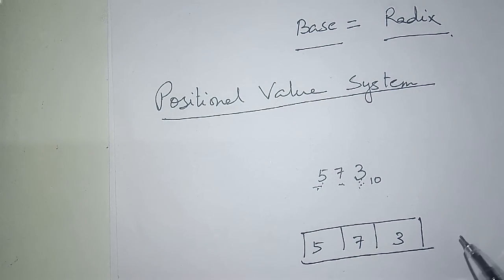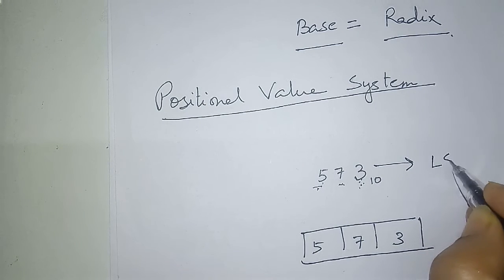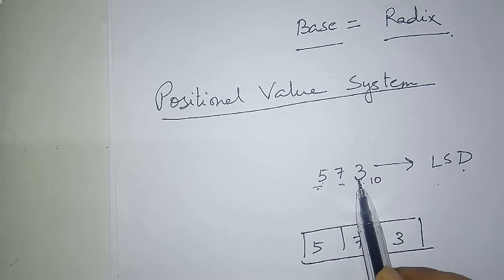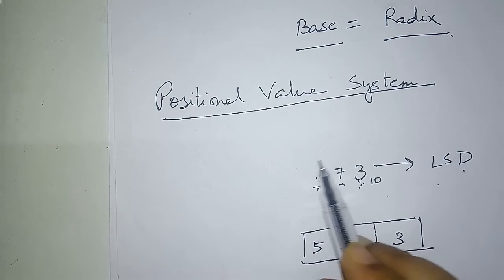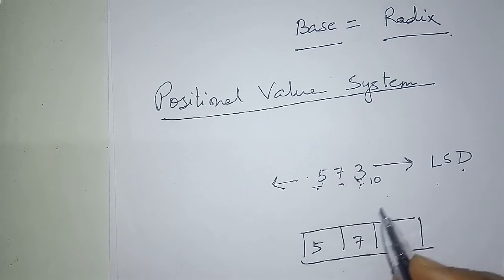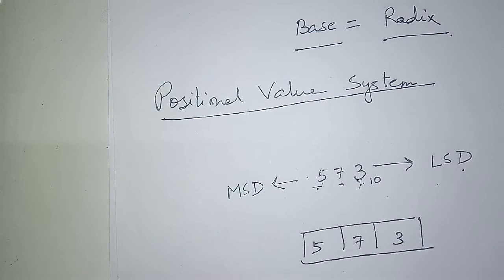We are going to start from the right hand side. This right hand side digit is called the LSD, or the least significant digit. Working from the right hand side, we move over to the left hand side, and the last digit at the left hand side is called the MSD, or the most significant digit. Means the digit which is placed at the right end has the least significant value, and the digit which is placed at the left end has the most significant value.